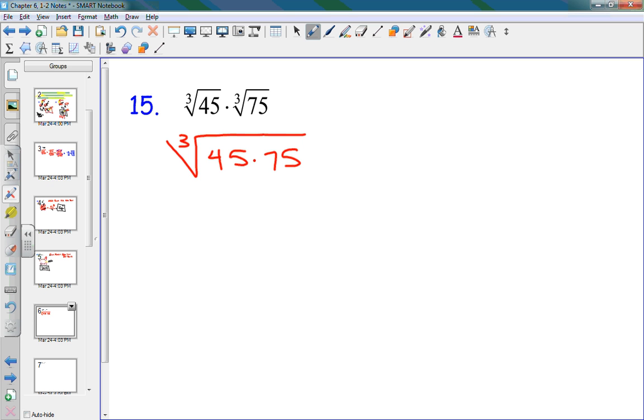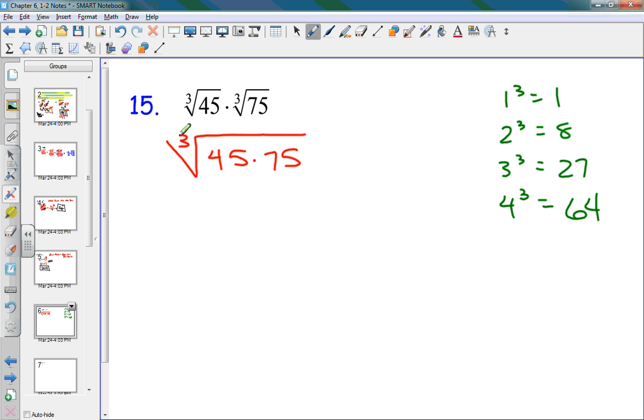Is 45 a perfect cube? No, and the reason why I know this is because 1 cubed is 1, 2 cubed is 8, 3 cubed is 27, and 4 cubed is 64. 45 is in between 27 and 64, so I know it's not a perfect cube. Do we all understand that? Okay? And now what I can do is I can break this down.